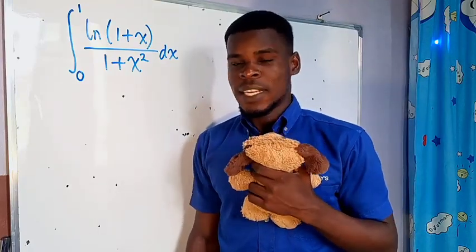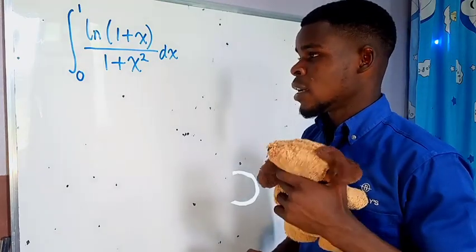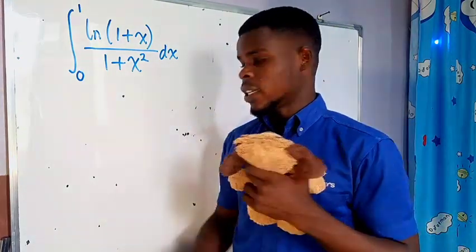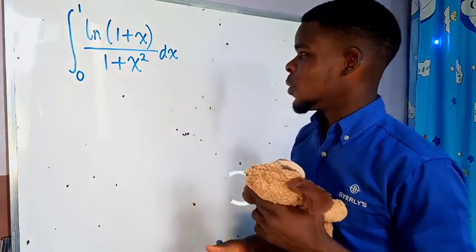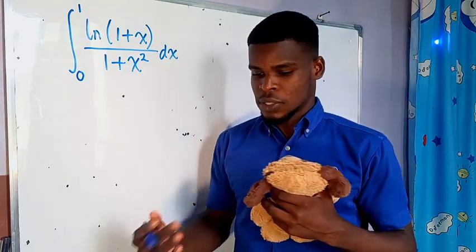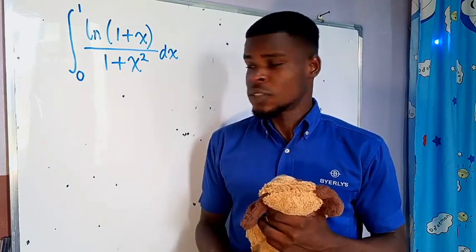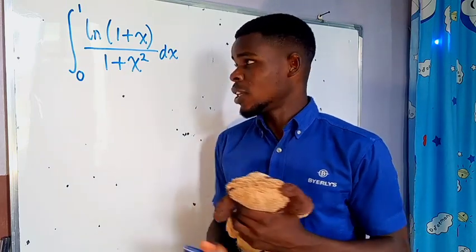Now in this video, we want to find the integral from 0 to 1 of the natural logarithm of 1 plus x, divided by 1 plus the square of x. So this is a really hard integral if you don't know how to start. And even if you do, there is a tricky substitution that we are going to be doing, and I'm going to tell you a little bit about it.